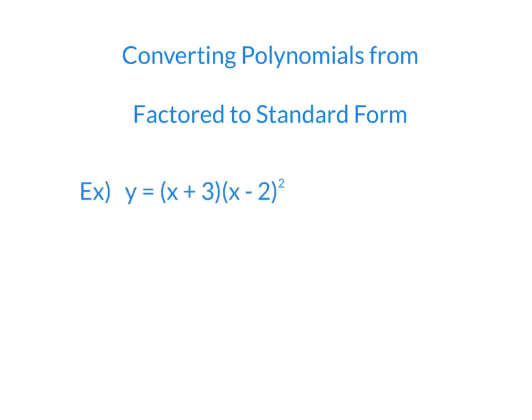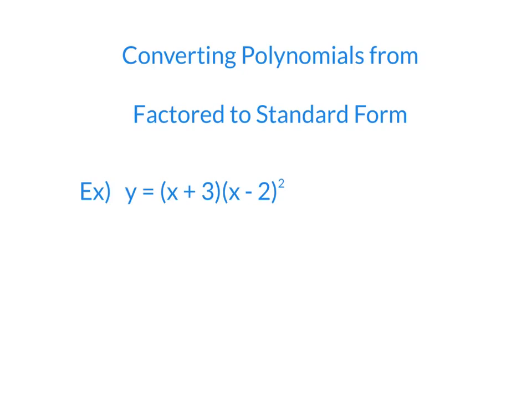Here we have a cubic that is in factored form. I know it's a cubic because over here, if I expand, I will get an x squared term. And eventually I will multiply that x squared term by another x, giving me an x cubed. So this is a cubic, which will be easier to see once we expand it out.